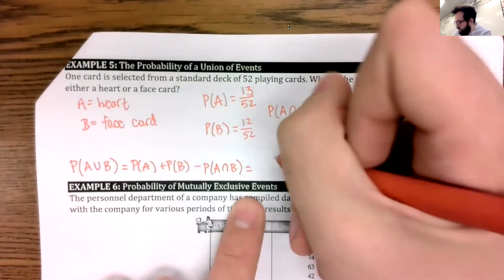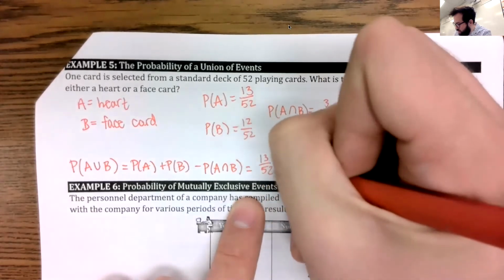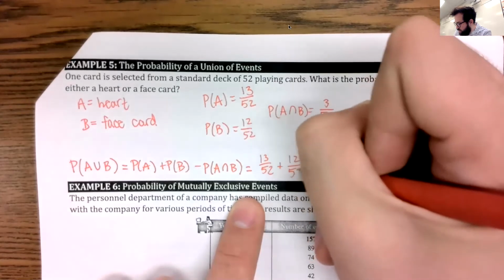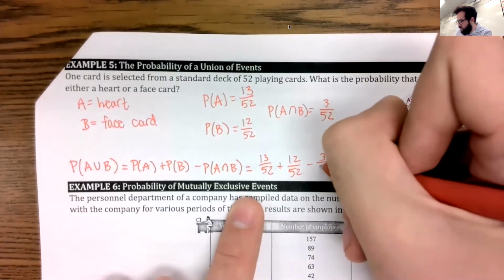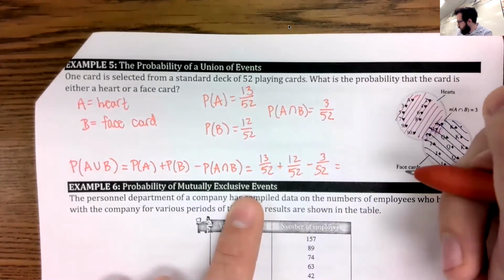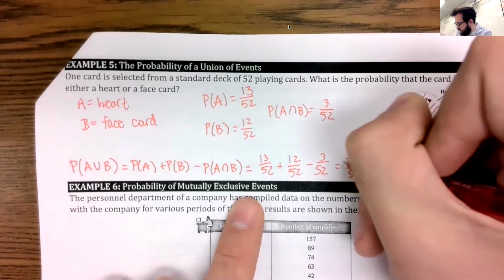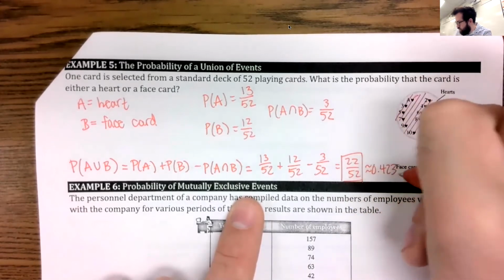So we're going to have first all of those hearts, the 13 over 52. Then we add all the face cards, 12 over 52. And there's 3 cards that we've now included twice. So we have to subtract them once so that they're only included once. So 13 plus 12 minus 3 is 22 over 52, which is our answer, which we could say is about 0.423.